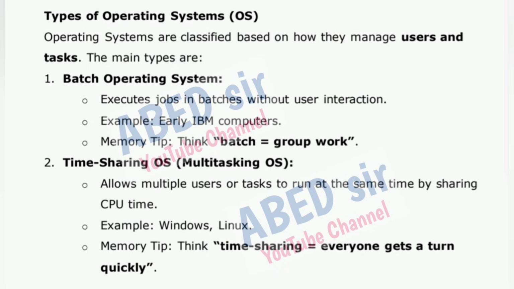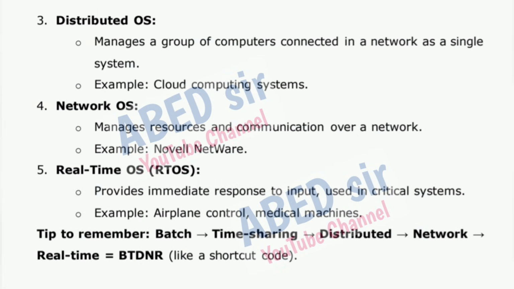2. Time-sharing OS, multitasking OS. Allows multiple users or tasks to run at the same time by sharing CPU time. Example, Windows, Linux. Memory tip: think time-sharing is equal to everyone gets a turn quickly. 3. Distributed OS. Manages a group of computers connected in a network as a single system. Example, cloud computing systems.